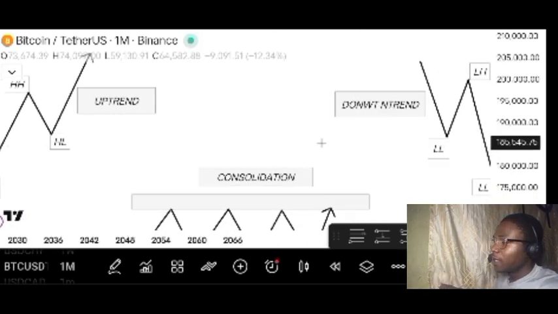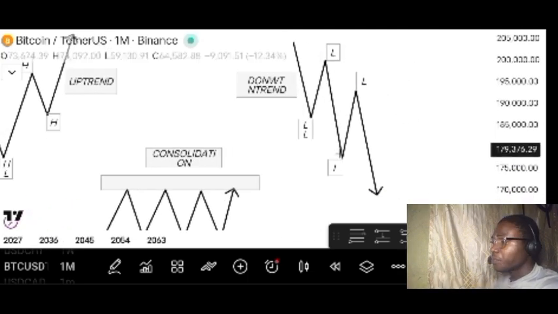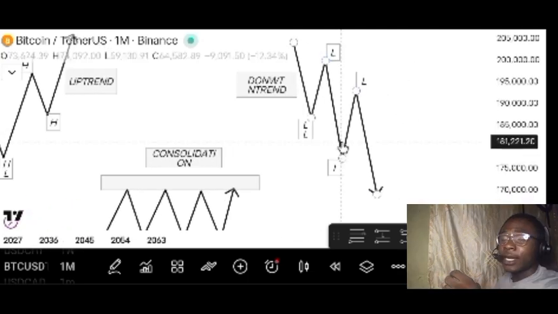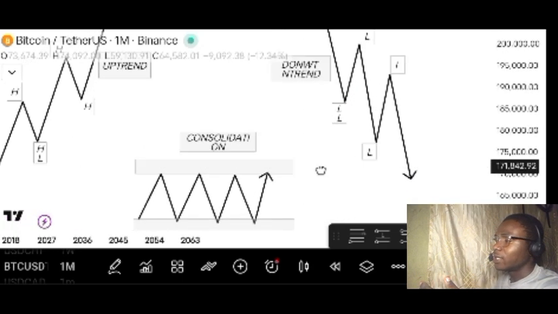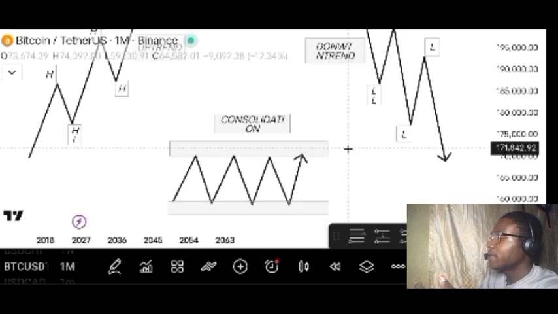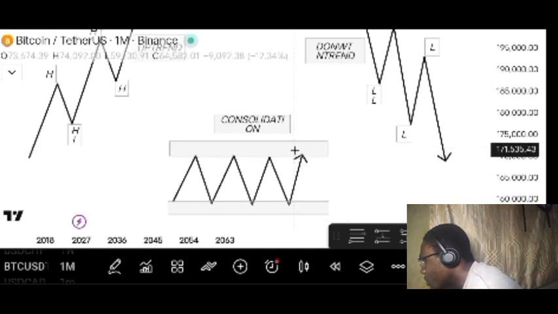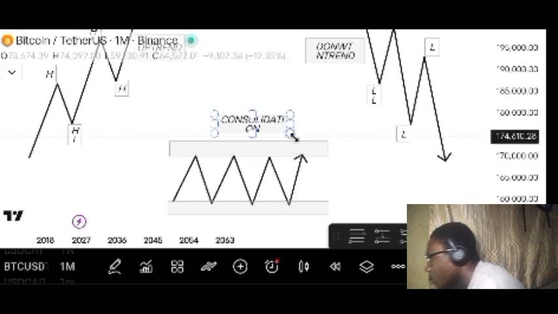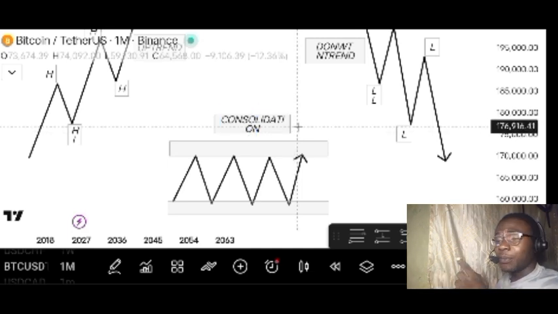So we have explained the two types of market structure. We have the uptrend, that's the bullish part of the market. Now we have the bearish part of the market, that's the downtrend. What I am actually seeing here, guys, is that we have not explained the third part of it. The third part is the consolidation, the most important one.